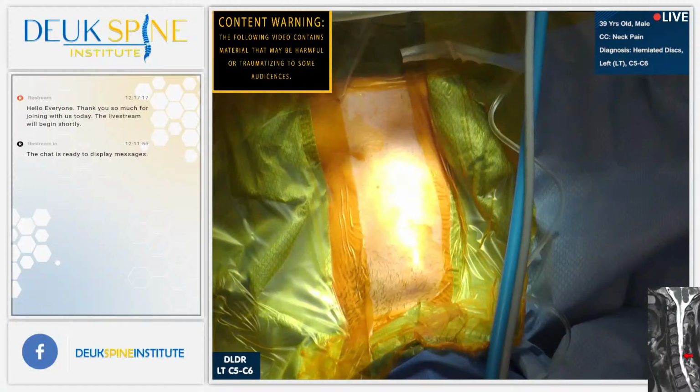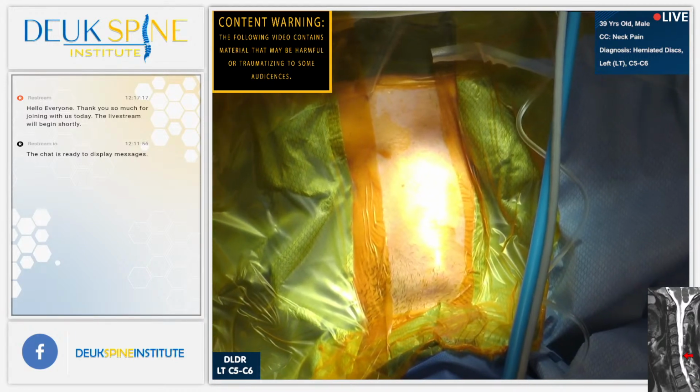And welcome to the Deuk Spine Institute operating room here at the Surgery Center Viera in Florida. It is Tuesday, January 16, 2024. Our patient comes from Dallas, Texas. He flew here with his wife. He has a herniated disc with an annular tear, C5-C6. He's having horrible neck pain, and he does not have facet pain.